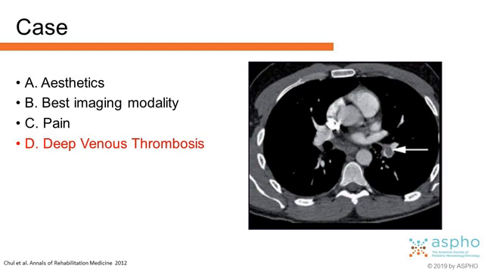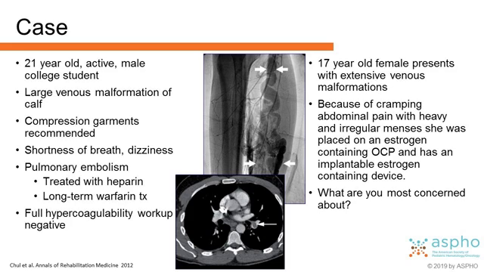So obviously for both these patients, the most worrisome outcome is that of a DVT and a subsequent PE. In the case of our 21-year-old, he actually presented years prior with shortness of breath and dizziness after a few days of studying and then participating in a pickup game of basketball. He was found to have a PE and was treated with heparin and long-term warfarin treatment. A full hypercoagulability workup was otherwise negative, and he was recommended at that time to also wear compression garments, and he was intermittently compliant with that.